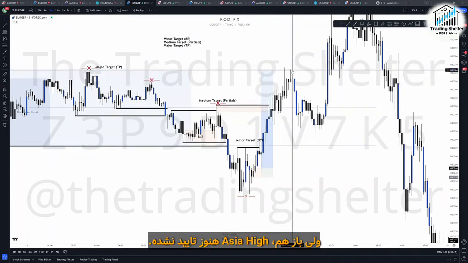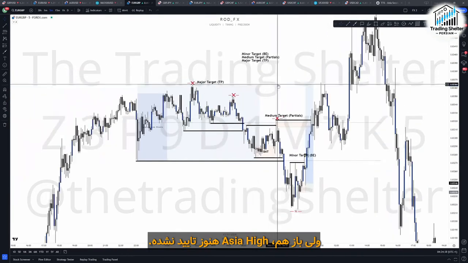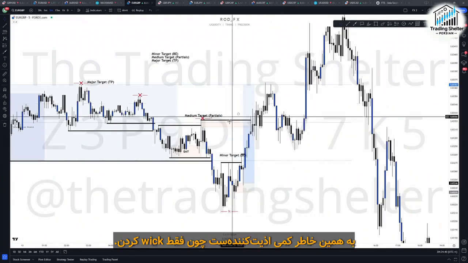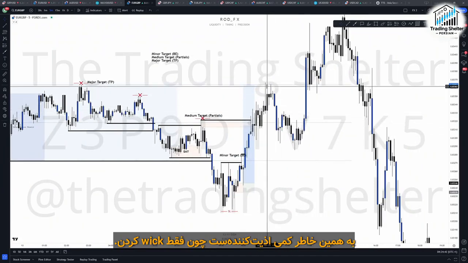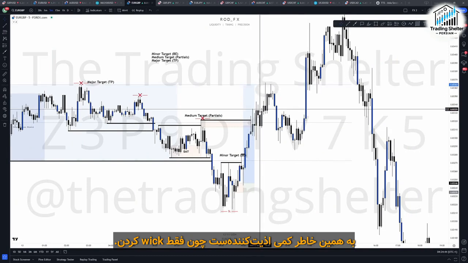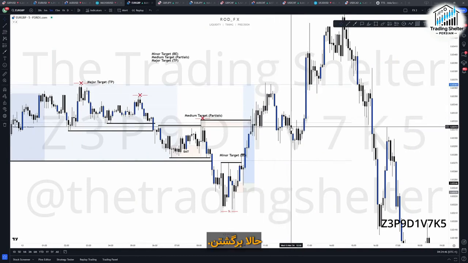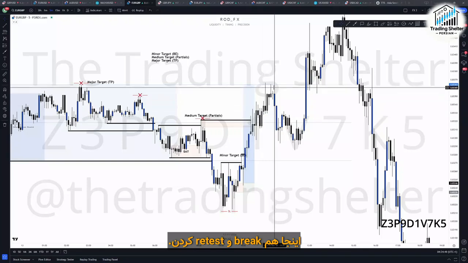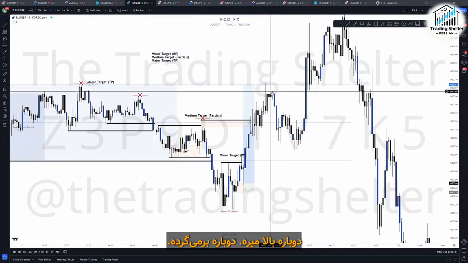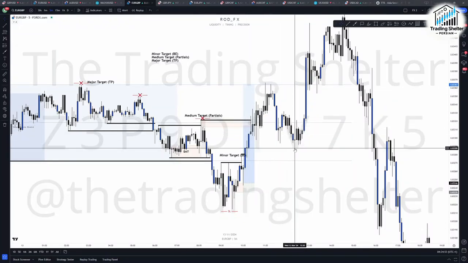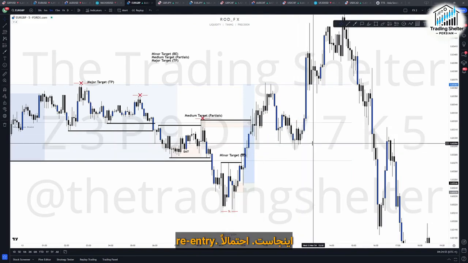But again, Asia high is not confirmed yet. So that's why it's kind of annoying, because they just wicked out. Okay, so now they come back. Also here, they break and retest, pushing higher, come back again. Here we go. Potentially re-entry. This is more advanced.